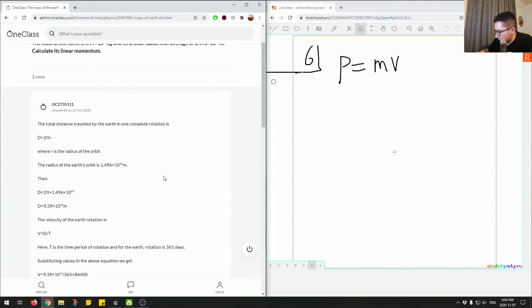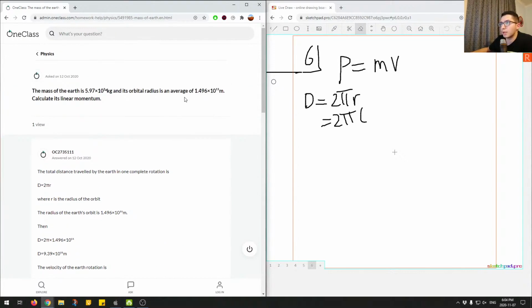So we have the circumference, which distance traveled is 2 pi r. We're given the radius, so the radius here is 1.496 times 10 to the 11 meters. So plugging this into our calculator, we end up with about 9.4 times 10 to the 11.